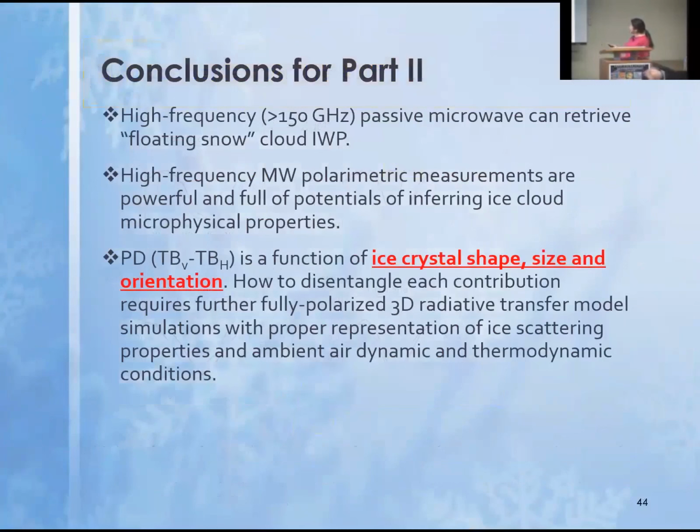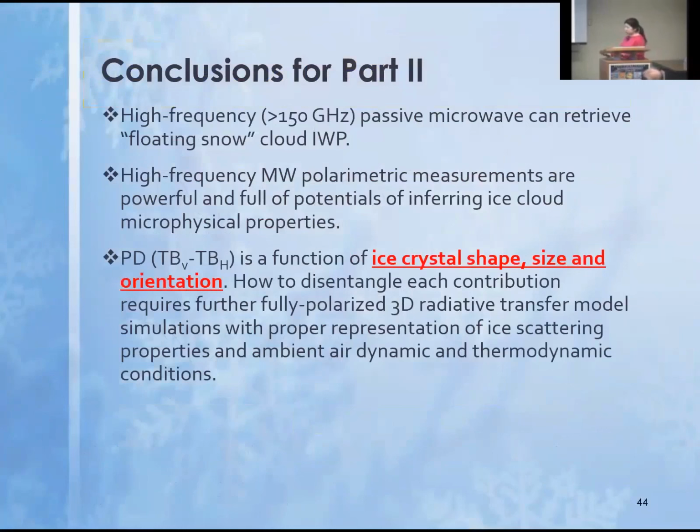So the conclusion for this part: first, the high frequency passive microwave can retrieve the floating snow ice water path, and the polarimetric measurement is very powerful to reveal the ice microphysical properties, especially the orientation. We have done a lot of simulation studies, and I don't want to dig into all those subtle details, but the bell curve is sensitive to the particle size, the particle shape, and the orientation. So it's a combination effect. That's basically what I put here.